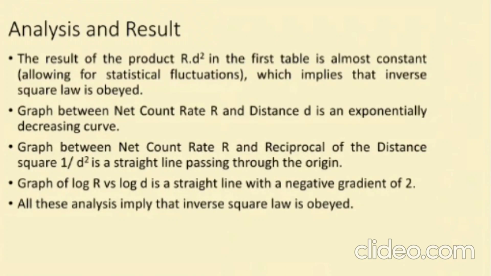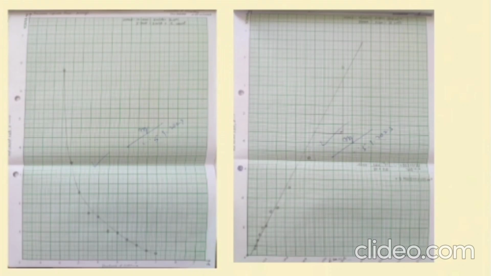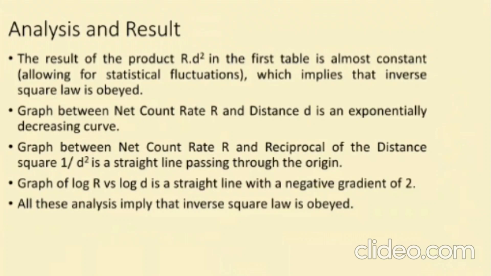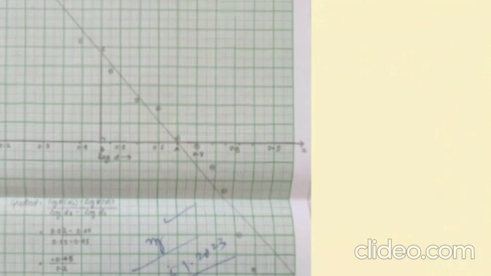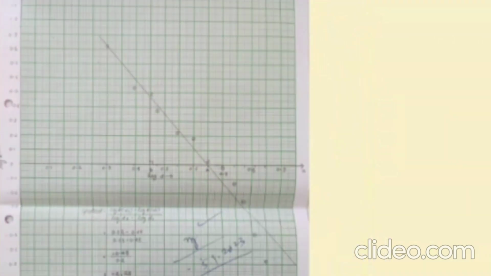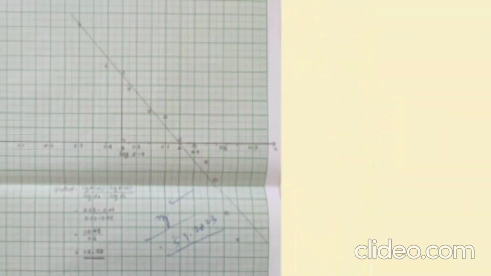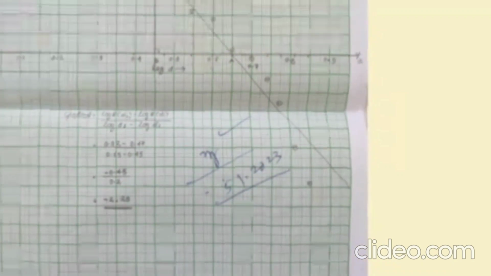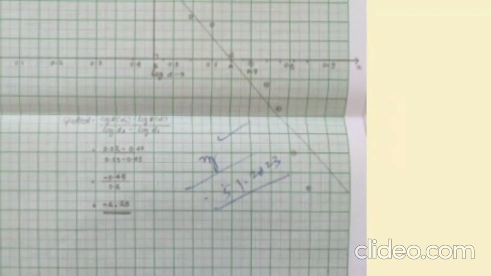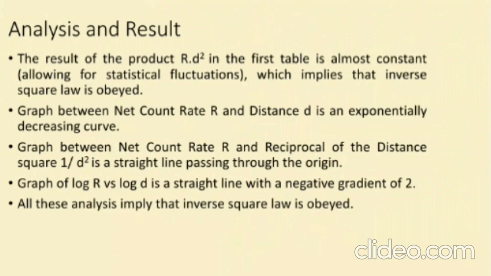Whereas the next graph, that is net count rate R versus 1 by D square, is a straight line which passes through origin. The next graph is a very interesting graph, that is log R versus log D. It is a straight line, and it is a straight line with a negative slope. When you calculate the gradient of this line, you will find that the gradient comes almost around -2. Here we have got it as -2.25. You can say that inverse square law is obeyed.